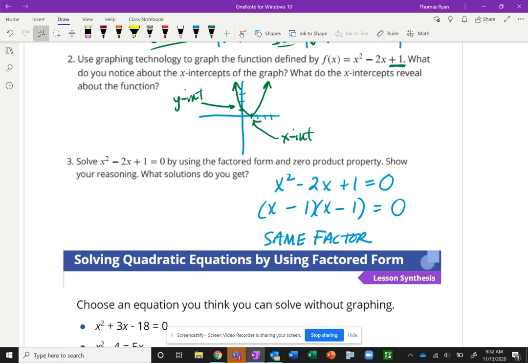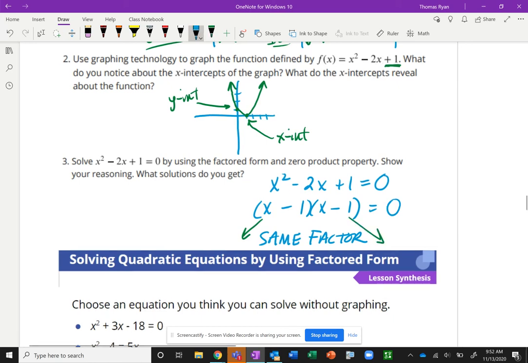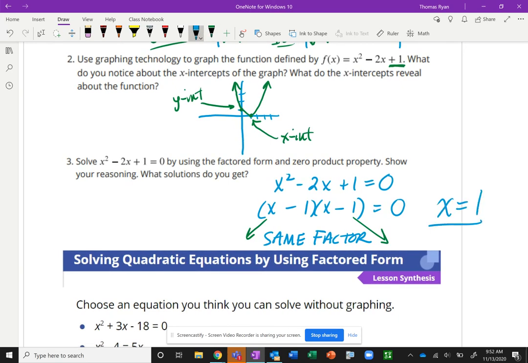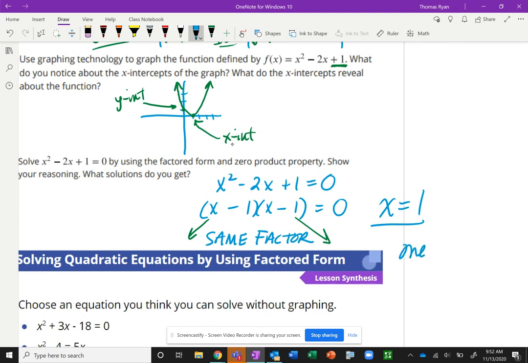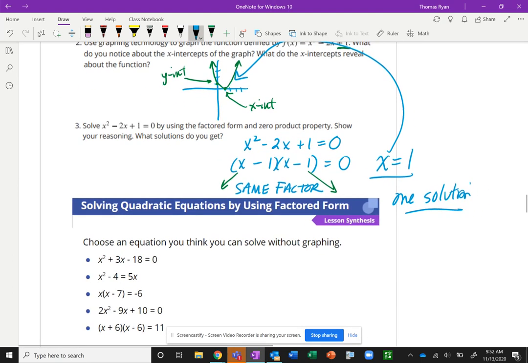So that means when you go to use ZPP over here, x is going to be 1. You go to use ZPP over here, x is going to be 1. So it just turns out that x is 1, and it's the only solution, hence why it sits at only one x-intercept. So sometimes you'll just get a repeated factor. That's also a special type of case. But so what? You get the same factor, ZPP will give you the same answer. So there's only one solution.